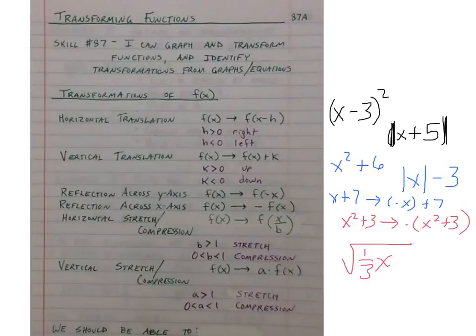And the final one is a vertical stretch. And for that, we stick a number in front of the function. So if our function was the absolute value of x plus 5, and we stuck the number 2 in front of the whole function, that's going to vertically stretch it by a factor of 2.